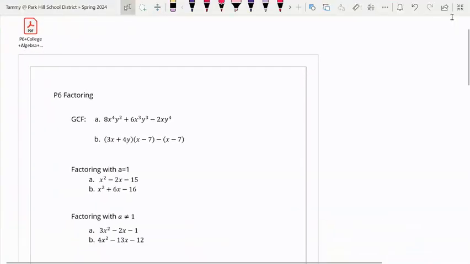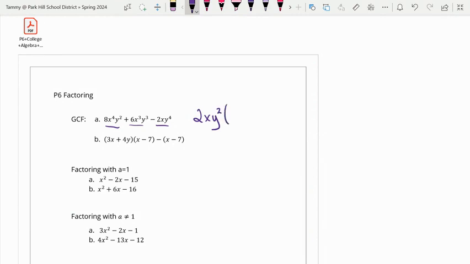In factoring the greatest common factor out, what we do is we see what each one divides by. So they all divide by 2. They all have an x to the first, and they each have a y squared. So we'll factor out a 2xy squared. Then I divide each term by 2xy squared.